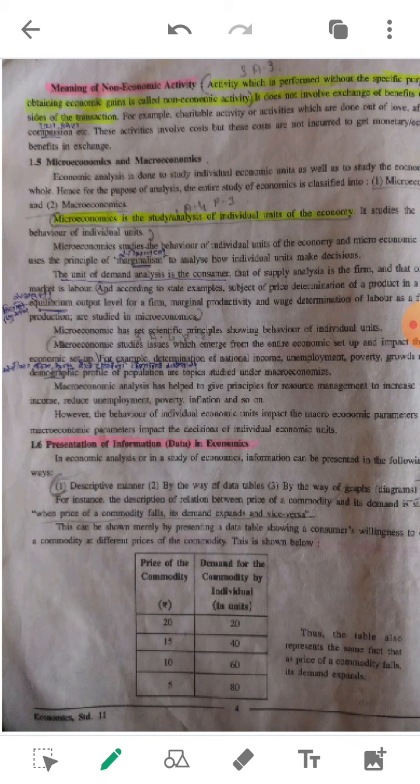Macroeconomic analysis has helped to give principles for resource management to increase national income, reduce unemployment, poverty, inflation, and so on. However, the behavior of individual economic units impacts the macroeconomic pattern, and the macroeconomic parameters impact the decisions of individual economic units.